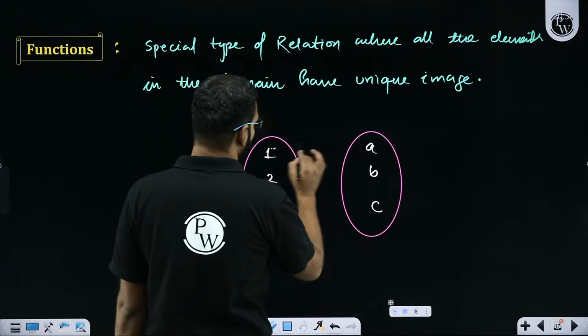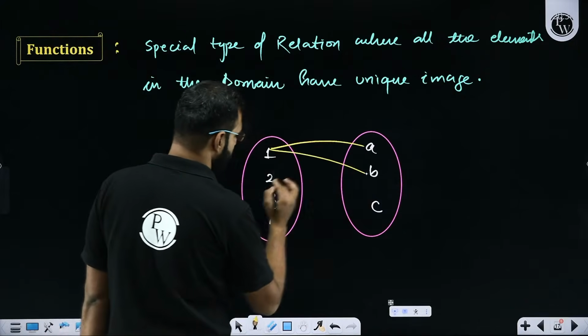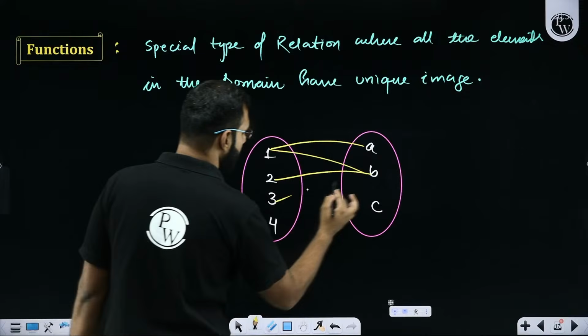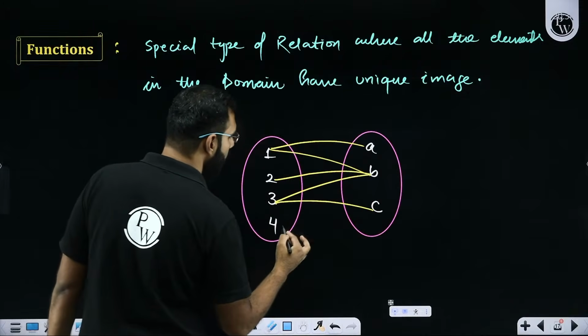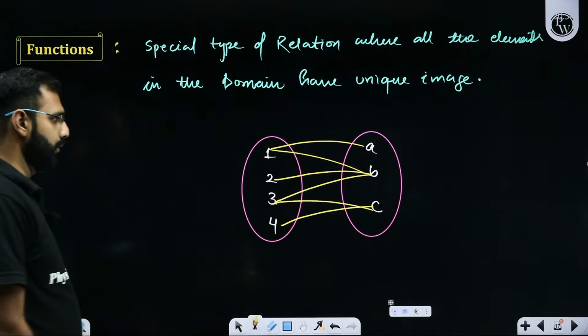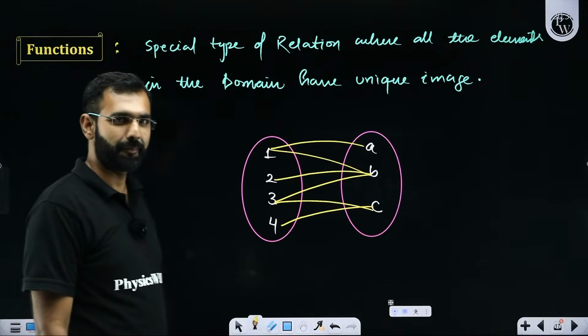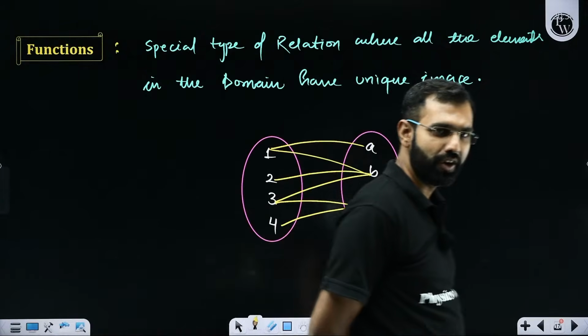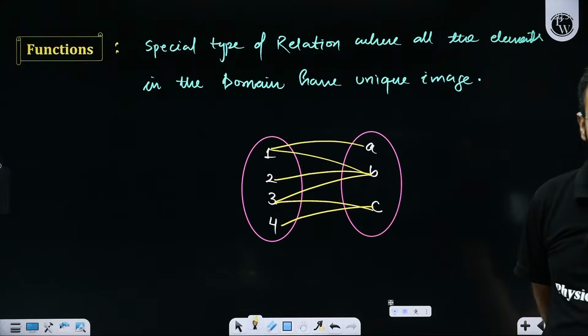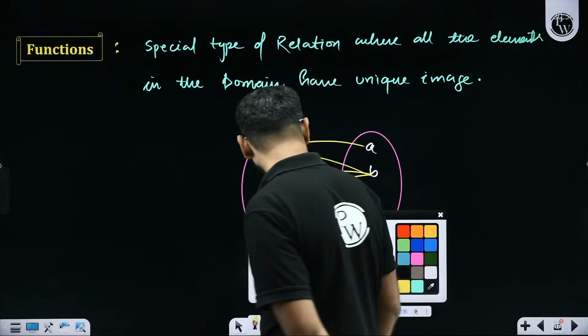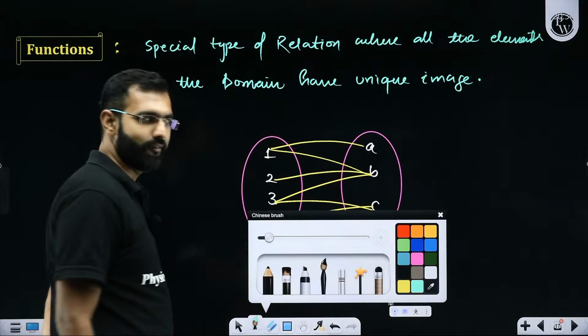In that case, let me ask you one more question. Sir, 1 has an image A, 1 has an image B, 2 has an image B, 3 has an image B, 3 has an image C, 4 has an image C. So, sir, now it is a function, isn't it? Now this is a function, yes or no? Tell me in the comments. Is this a function according to you?